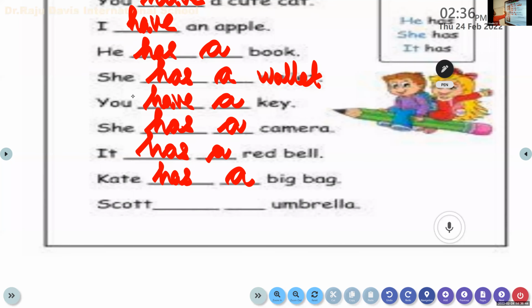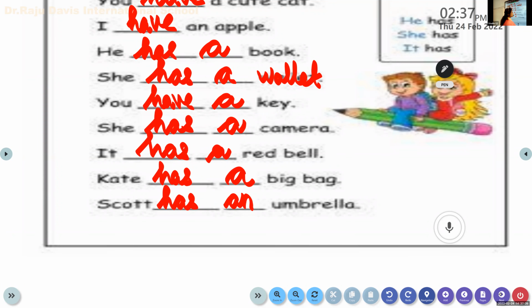Basil, come on. Scott has an umbrella. Okay, so we have learned about the vowels and the consonants, and we know that U is a vowel, so we have to use an there. Okay, so Scott has an umbrella.